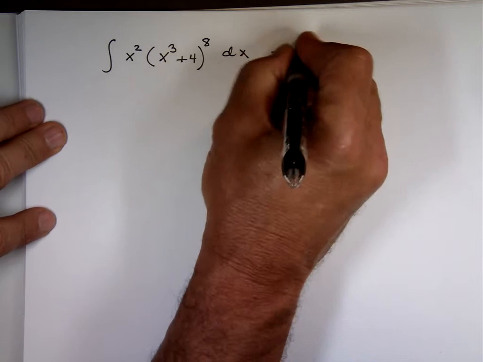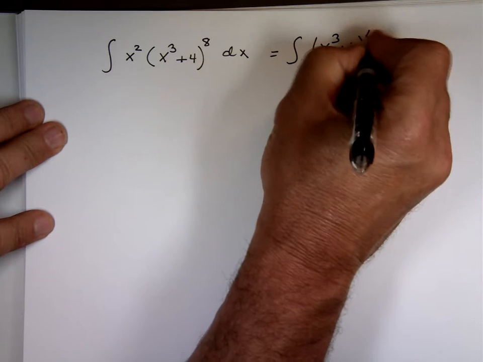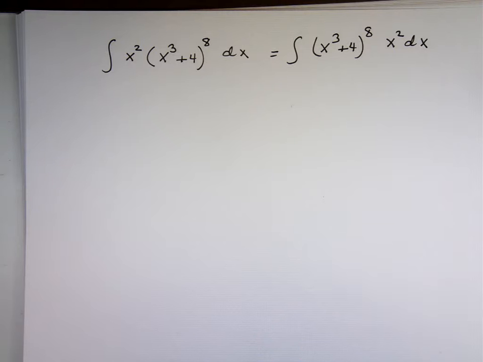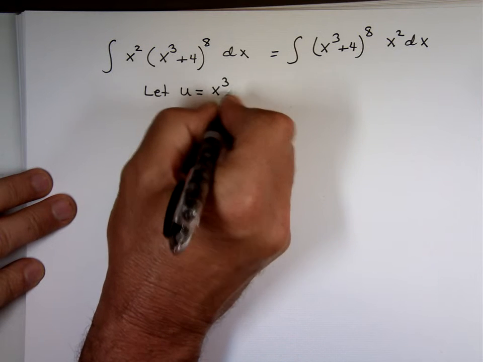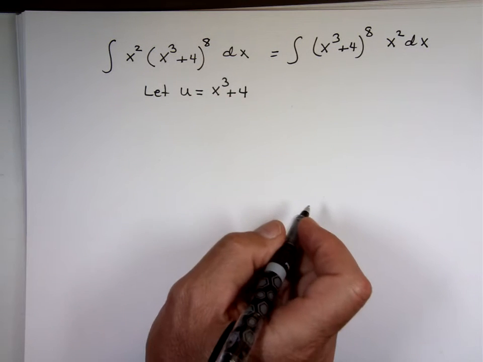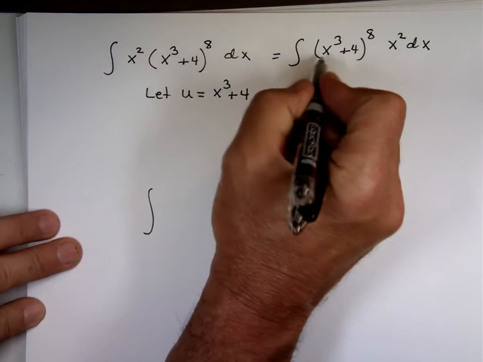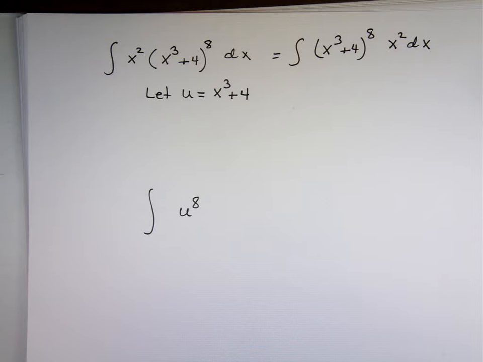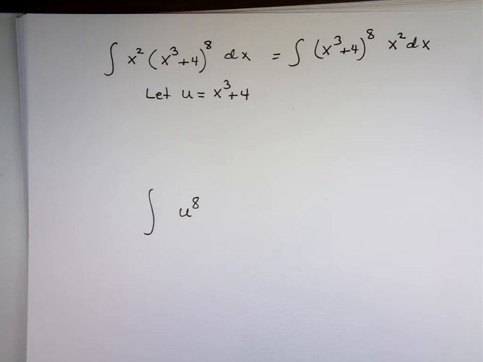So maybe I should rewrite this one more time. And let me let u equal what? x cubed plus 4. So right now I'm going to come down, leave a space there. I can rewrite that problem. Instead of x cubed plus 4, I'm going to make it u to the 8th. Well, I can't leave this x squared dx. If I put x squared dx, forget it. We're doomed. So I need to change it.